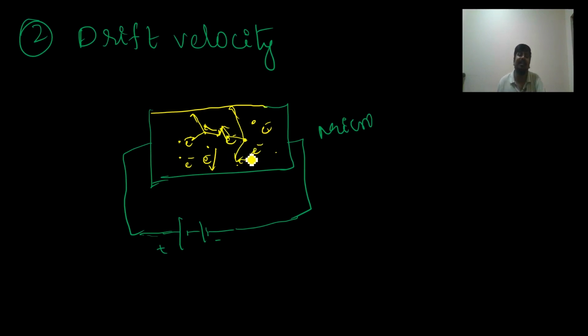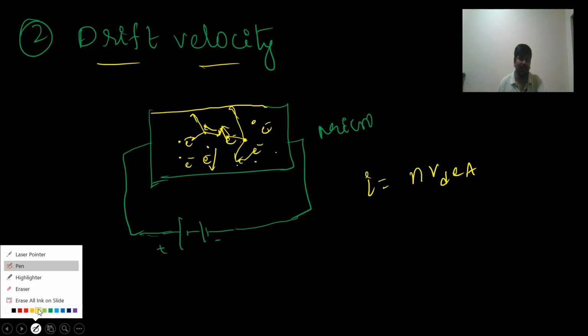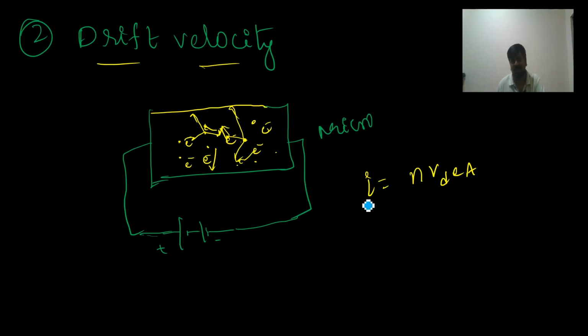So the average velocity of an electron is known as drift velocity. Why are we considering drift velocity? After collisions, all the electrons are moving in a particular direction, but the average velocity of the electrons is called drift velocity. You can consider I = nVdA. This is a formula, and based on this, problems will come. We will see them in the next class.